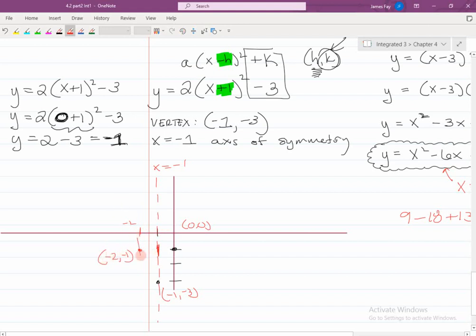And now do you have those 3 points that you can use to graph your parabola? Is that all right with everybody?